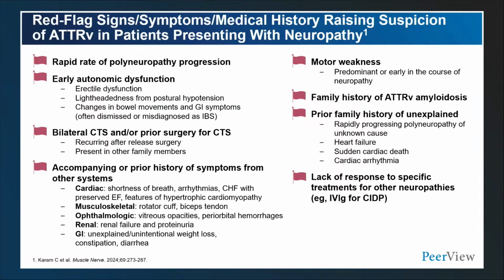In your patient presenting with neuropathy, there are a few red flag signs that should make you think about amyloid. So one is the very rapid rate of polyneuropathy. So this is not your sort of slow diabetic neuropathy progressing over many, many years. Oftentimes this presents very rapidly, and early motor weakness as well. So if someone is presenting within the last year or two and already has weakness from the neuropathy, that should maybe raise a red flag. Another is early autonomic dysfunction.